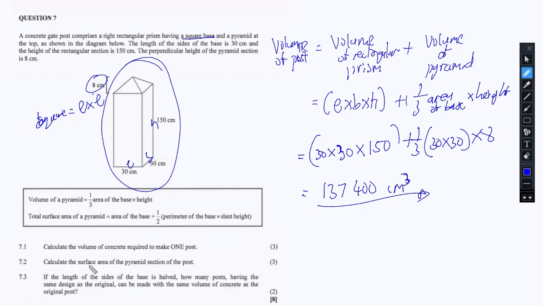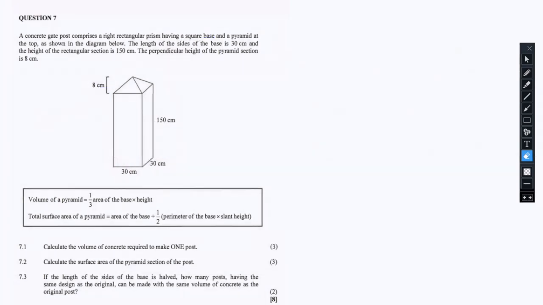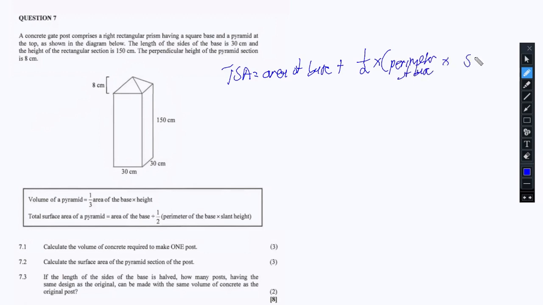7.2 says calculate the surface area of the pyramid section of the post. Again, we are given the surface area of the pyramid section. So we will have to say total surface area is equal to the area of the base plus half times the perimeter of base, and then times the slant height.